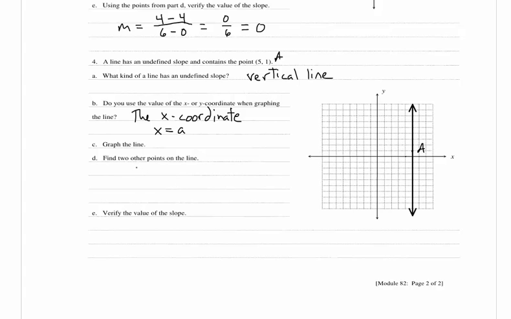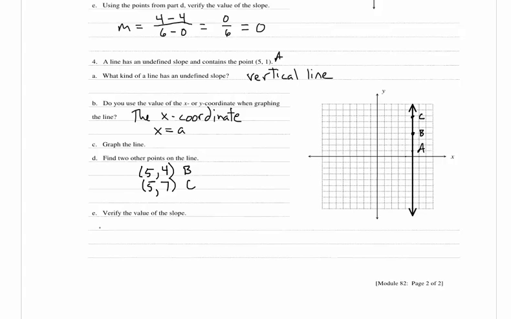So I can choose 5, 4, and we'll call this point B, and I'm going to choose 5, 7, and I'm going to call this C. So now I'm going to plot these points. So 5, 4 is right here, and we call this point B. And then we're going to go up to 7 and plot that point and call this C.